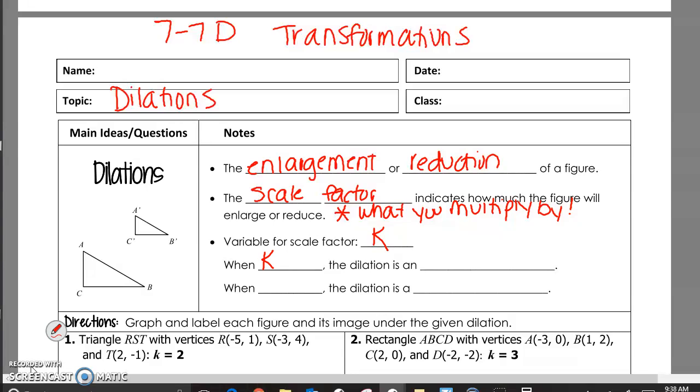So when the scale factor, or k, is larger than 1, the dilation is an enlargement. So it's going to make the figure bigger if it's bigger than 1. And when k, or the scale factor, is smaller than 1, the dilation is going to be a reduction. So we'll be multiplying by a fraction or a decimal there. And that's going to make the figure smaller.